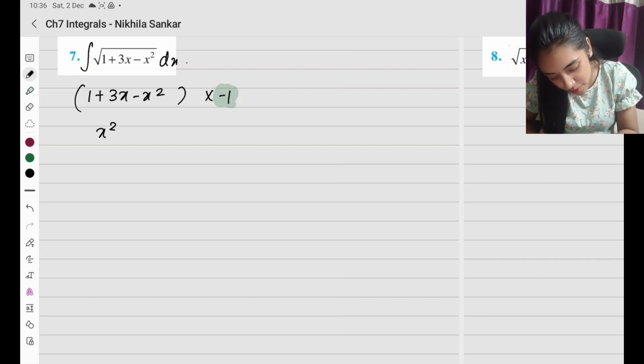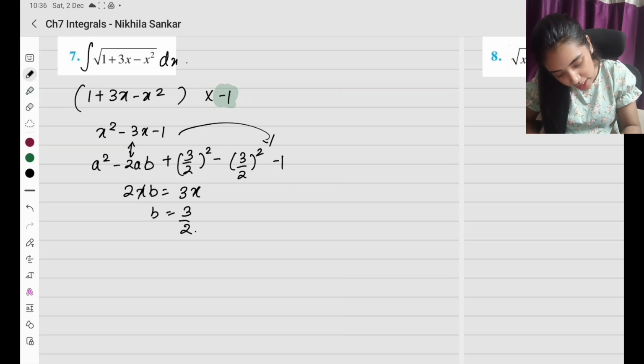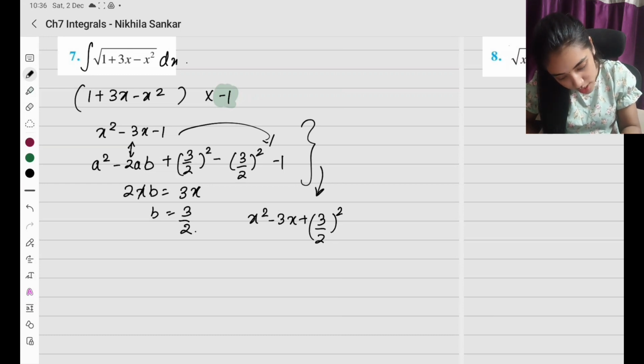Okay. So now the question becomes x square minus 3x minus 1. So completing the square, a square minus 2ab this time. So comparing, 2xb equals 3x. So cancelling, I have b equals 3 divided by 2. So I have plus 3 by 2 the whole square minus 3 by 2 the whole square. Here is the minus 1. So from these two, what do I have? x square minus 3x plus 3 by 2 the whole square minus 3 by 2 the whole square, so minus 9 by 4 minus 1. So from this I have x minus 3 by 2 the whole square.